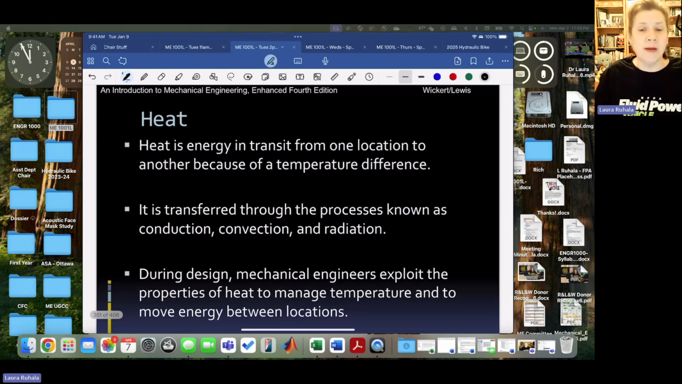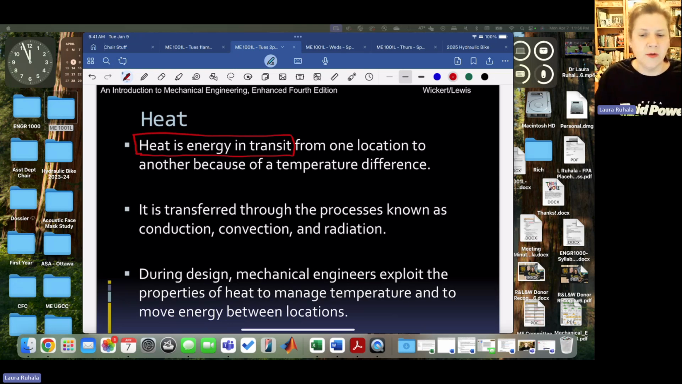So now we're going to go on and talk about heat. What is heat? Heat is energy in transit. This is a big definition. Heat is energy in transit, and the energy is in transit because of a temperature difference. If you have a temperature difference between two areas, the energy will transfer because of the temperature difference, and that transit is heat.